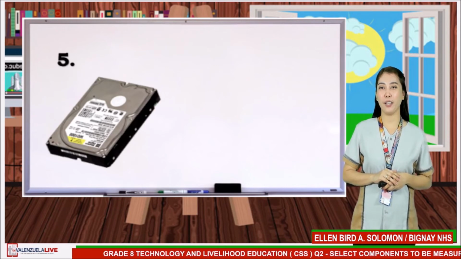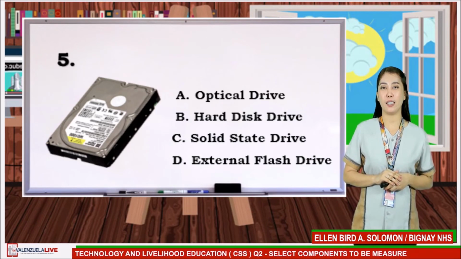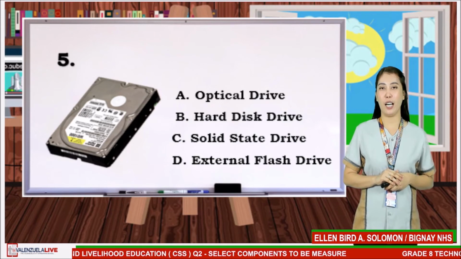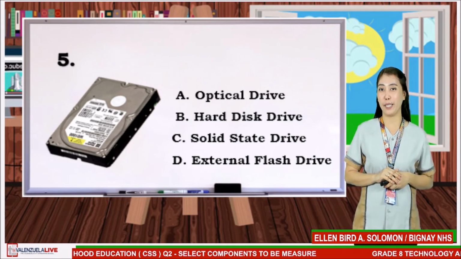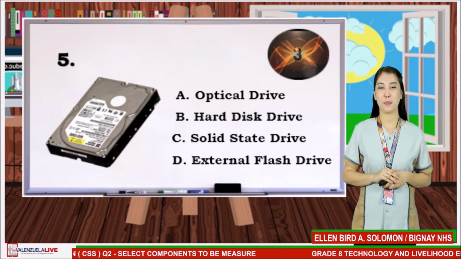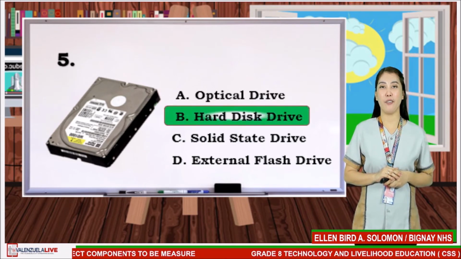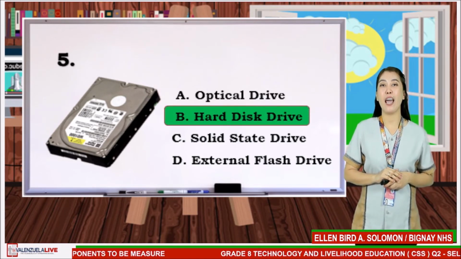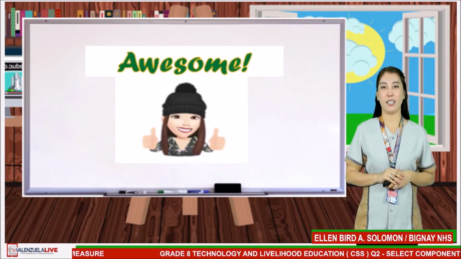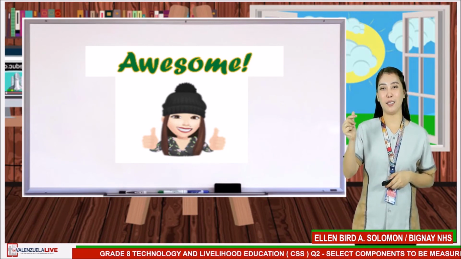For number 5, is it A, optical drive, B, hard disk drive, C, solid state drive, or letter D, external flash drive? Your timer starts now. Okay, for number 5, if you answered letter B, hard disk drive, then you are correct. Awesome, learners! You deserve a small heart.